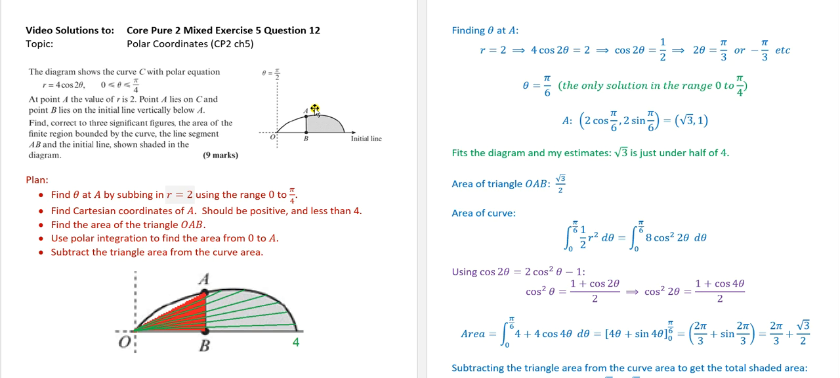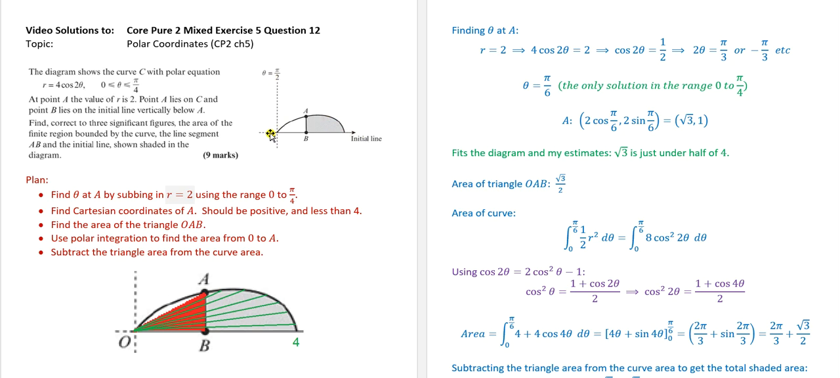So that's consistent with the diagram, and we can see that as theta increases, as we trace around the angle between 0 and pi by 4, just going this first 45 degrees, the r value shrinks from 4 all the way down to nothing. Now they've given us the point A, where r is 2, and we're asked to find the area.